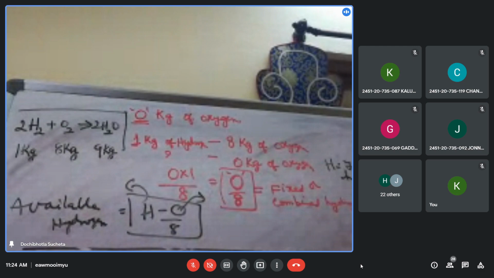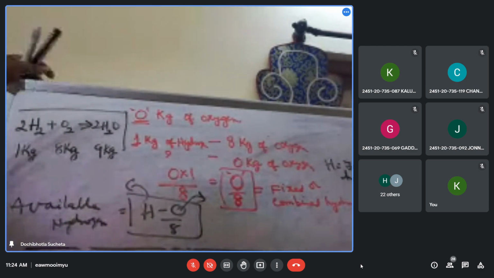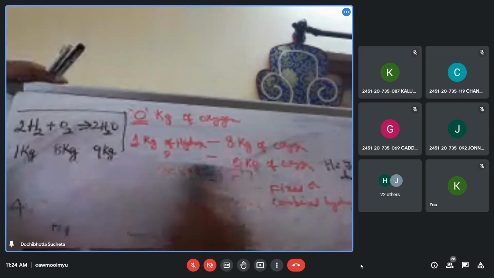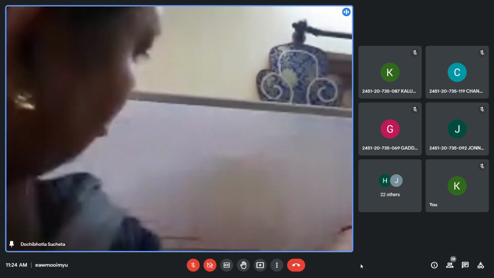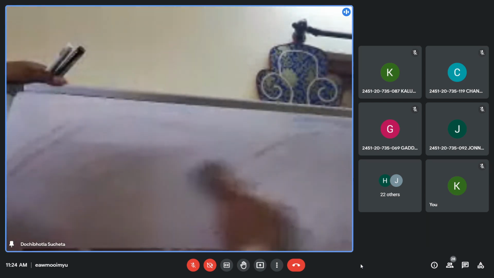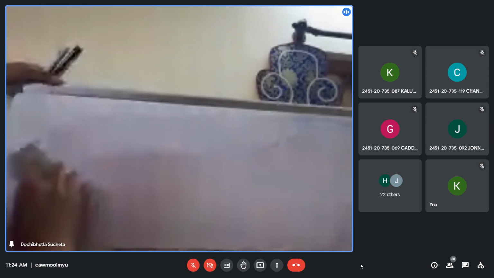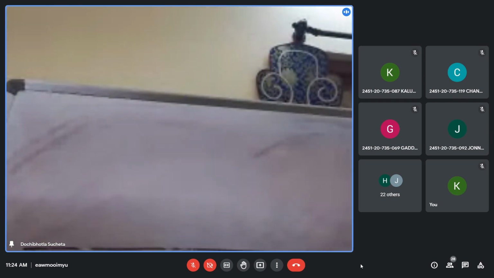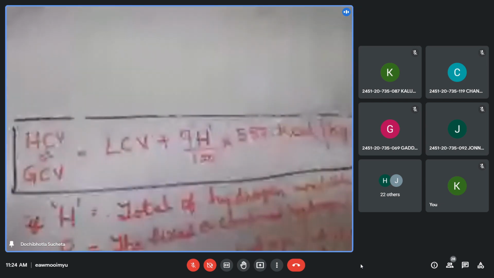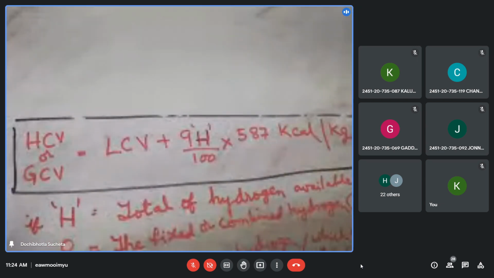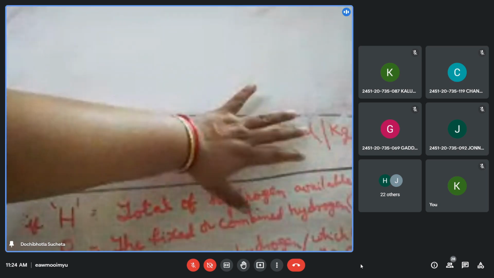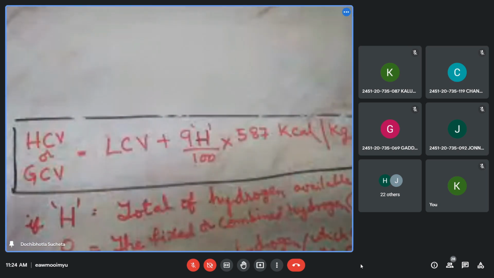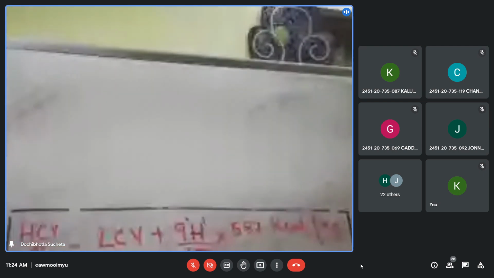Okay, this part I'll erase. Now I'll get back to the next one. After Dulong's formula and the discussion on fixed hydrogen, available hydrogen, and total hydrogen, I'll now move on to the next equation I have written on the board. I have written that HCV is equal to LCV plus latent heat of condensation of steam. So I have to understand what it is.